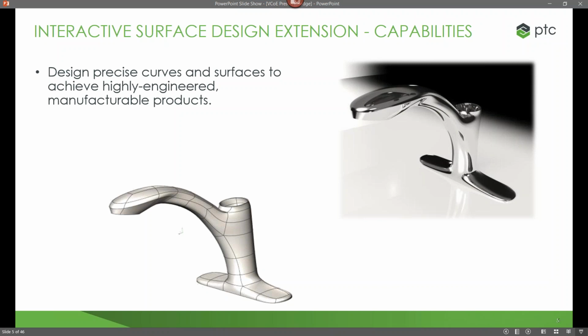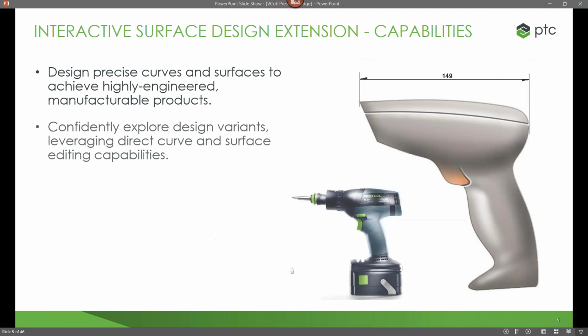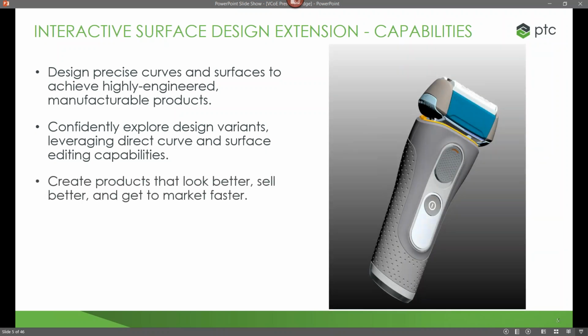Maybe I have a surface, I can't thicken it, I get an error, I can't solidify it, I get another error, whatever it is. We need to make sure that our surfaces are actually usable. And I want to be able to confidently explore design variations, and leverage direct curve and surface editing abilities. Just play with different things. Set certain areas to be designed parametrically, set others to be freeform, see what works best and be able to do that extremely quickly. And just create better products that look better, sell better, and get to market faster.